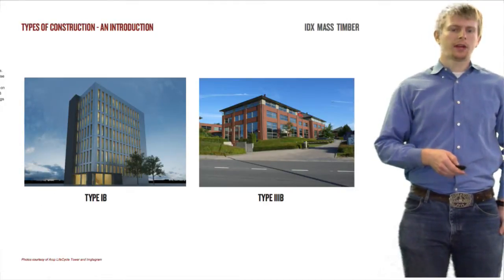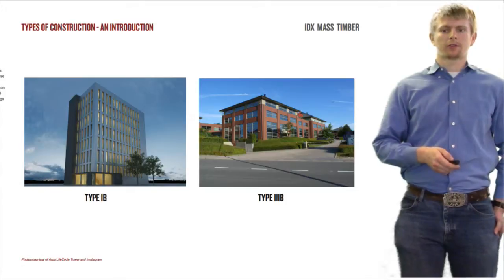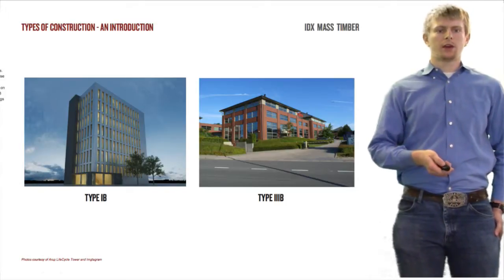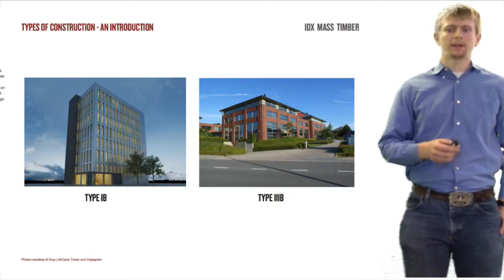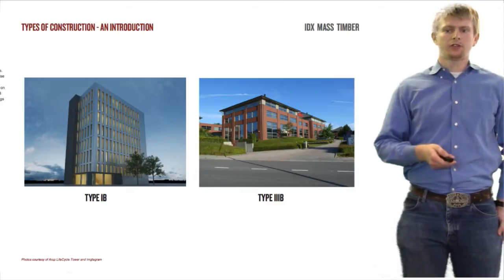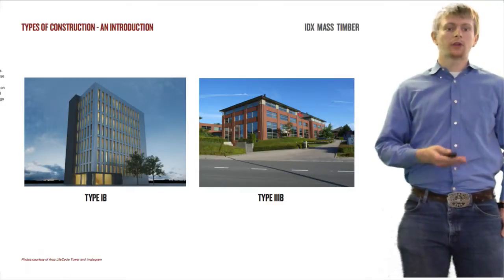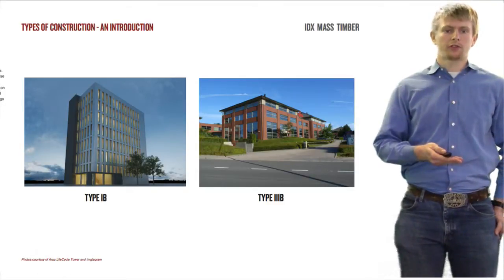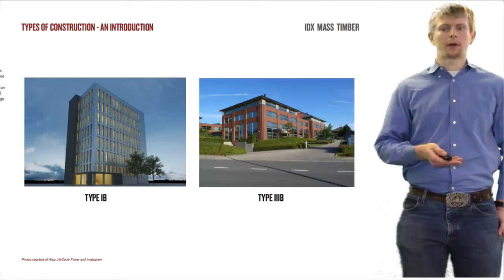Then we want to look at what types of construction we use in our buildings. So you can see in the figure there we have type 1B buildings and type 3B buildings. Type 1B is characterized as fire resistive and non-combustible. The advantage to this type of construction is that you are allowed to go higher, however there are more restrictions when it comes to fire ratings.